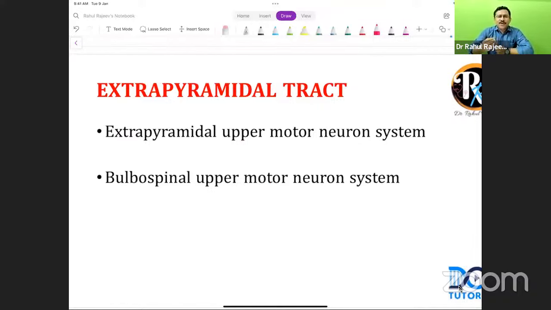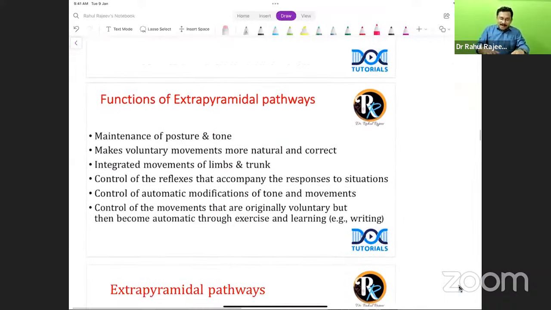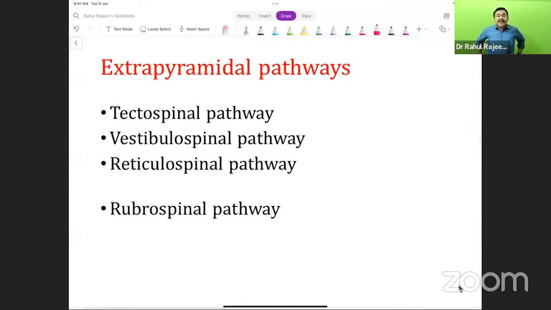A while back I told you, brainstem means bulb. So from the brainstem, the descending pathways are known as bulbospinal pathways. Bulbospinal upper motor neuron, this is the exact word that is used in Addison. The extrapyramidal tract is also known as the bulbospinal upper motor neuron system because the tracts originate from certain nuclei in the brainstem.